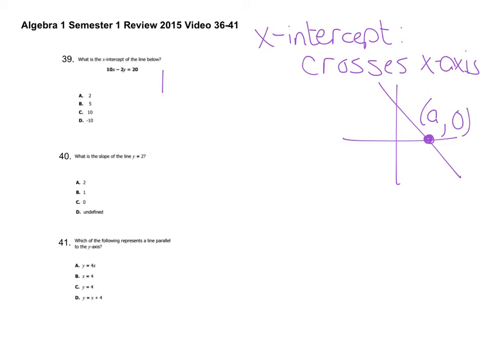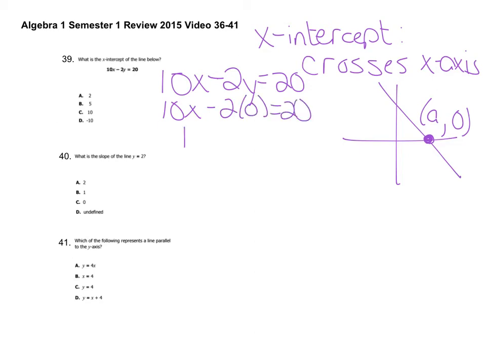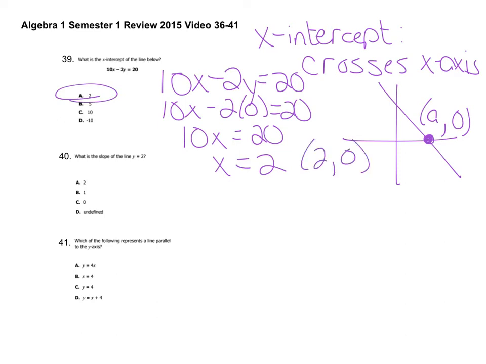So we're going to take 10x minus 2y equals 20. For the x-intercept, y equals 0. So we're going to plug in 0 for y. We get 10x equals 20. Divide both sides by 10, and the x-intercept is 2. Remember, that's actually a point, the point (2, 0).